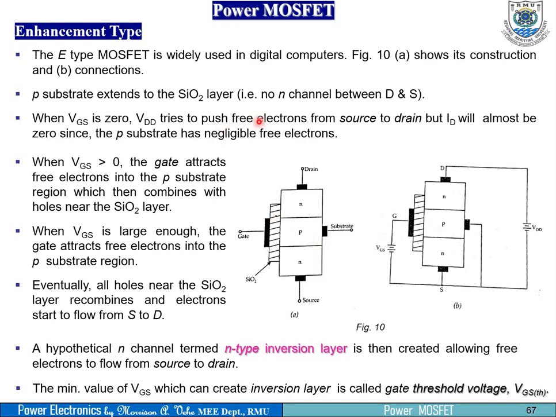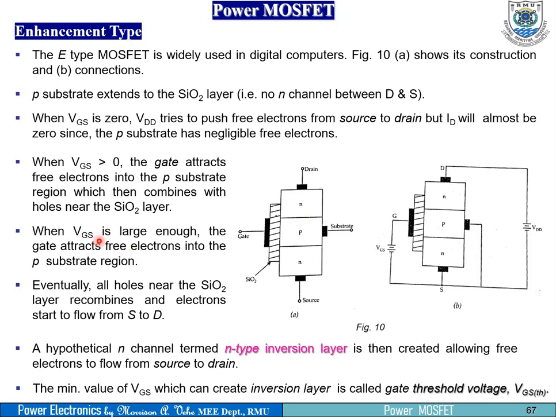So when VGS, the gate source voltage, is greater than 0, the gate attracts free electrons into the P region, or the P substrate, which then combine with holes near the oxide layer. If you begin to increase the gate source voltage, you are going to attract a lot of free electrons into the P substrate, which then combine with the holes near the layer. We are bringing in electrons and they combine, displacing the holes.